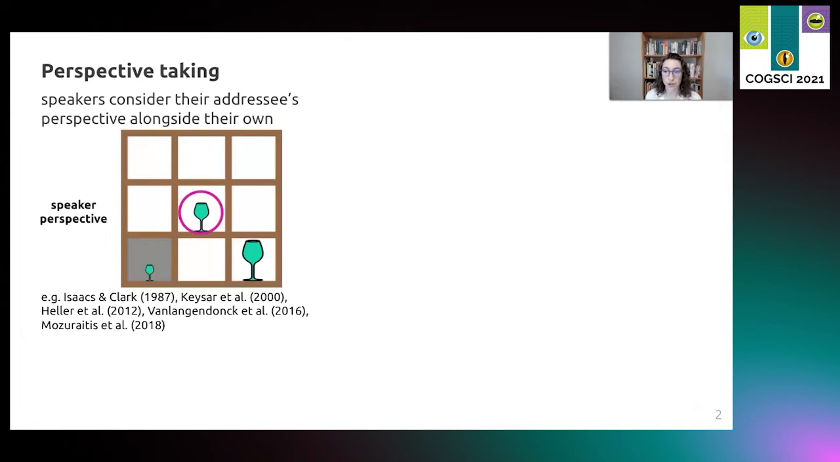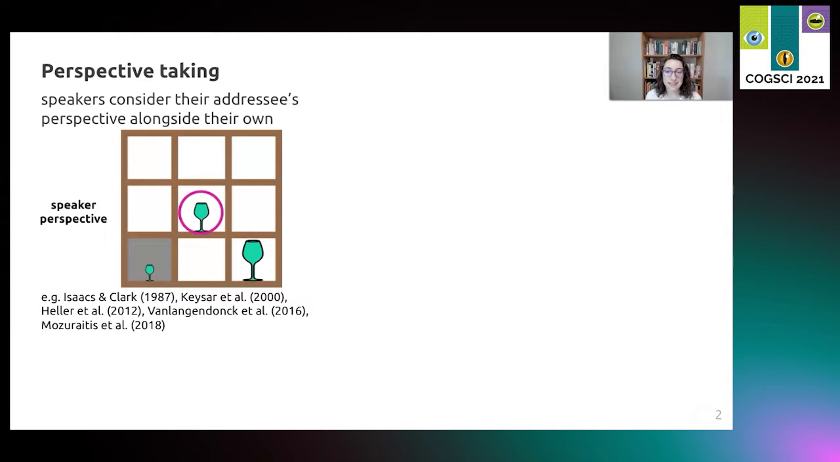in conversation. To illustrate this, consider this cartoon image, which represents a speaker's perspective. And in this situation, the listener is on the opposite side of the array, and they can't see the object with the darker background since this slot is closed on their side. And from the speaker's perspective, the best descriptor for the highlighted object would be the medium glass. But if they say this, that would confuse the listener since the listener only sees two glasses.